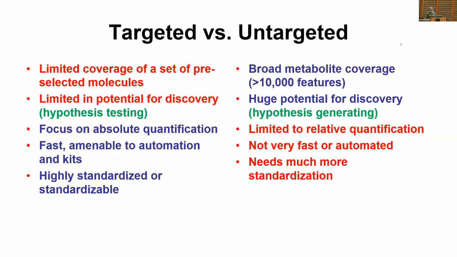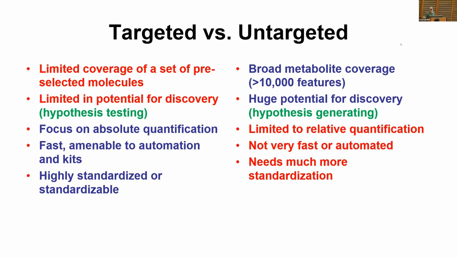In terms of targeted metabolomics, typically it's limited in that there's generally a limited coverage of pre-selected molecules. It's primarily intended for hypothesis testing, so it's not ideal for discovery, or at least that's the perception in the field. But there are real strengths in targeted metabolomics. It focuses on absolute quantification. It's amenable to automation. It can be very fast, and it can be developed or produced in terms of kits. It's fairly highly standardized, very reproducible, and standardizable.